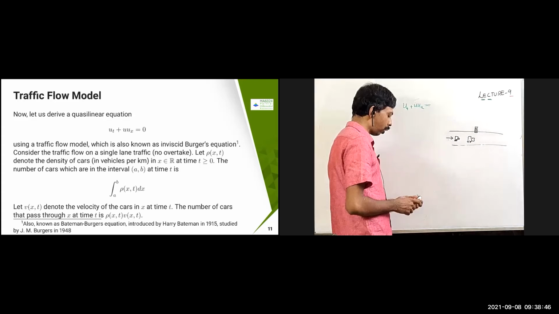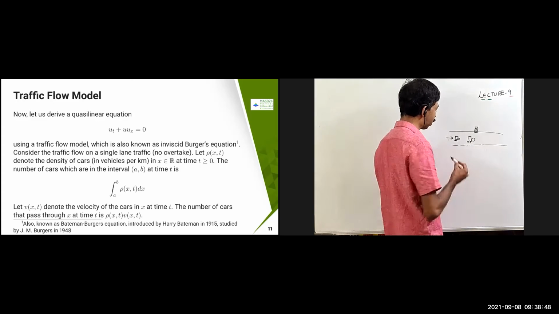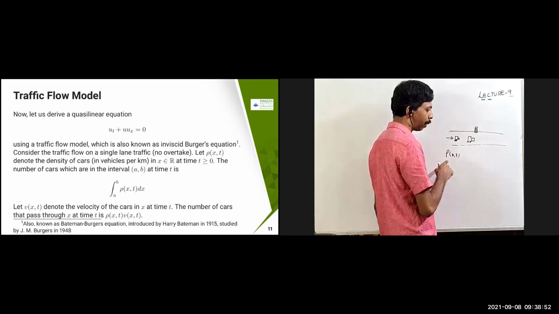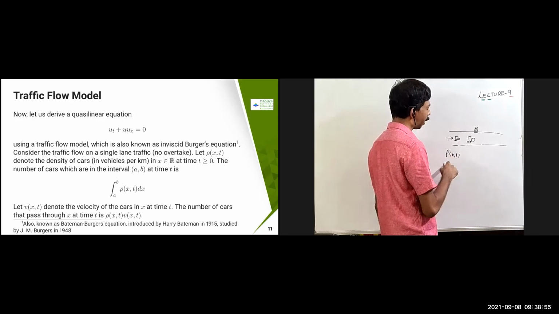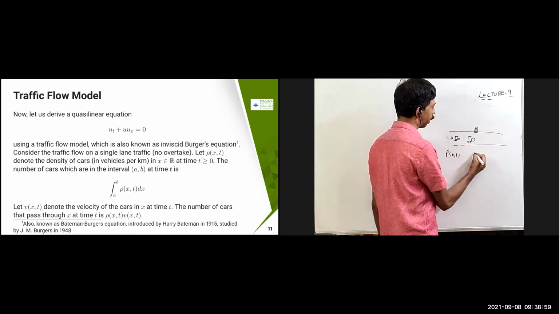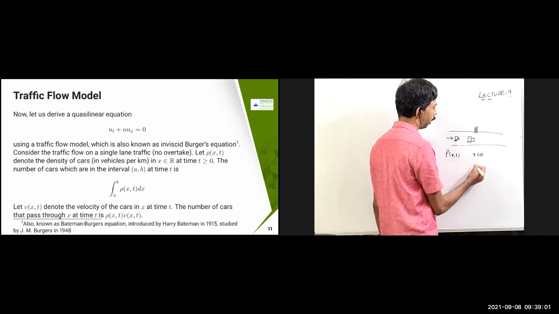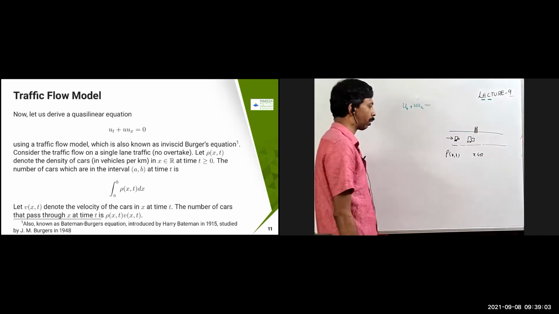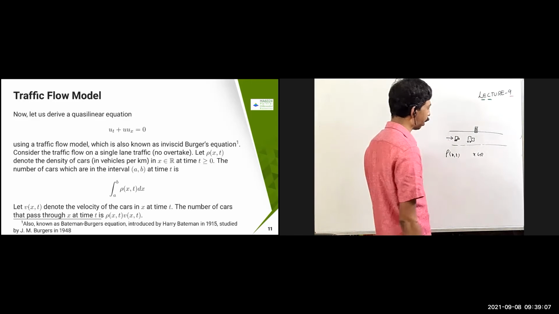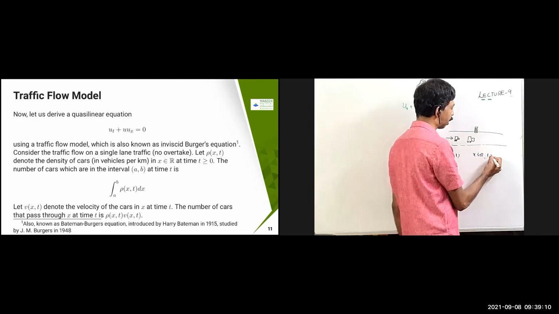So what I'm going to denote is rho of x comma t. Rho, which is nothing but the density, rho of x comma t, denotes the density of the cars in vehicles per kilometer for x belongs to R, and t is some time.